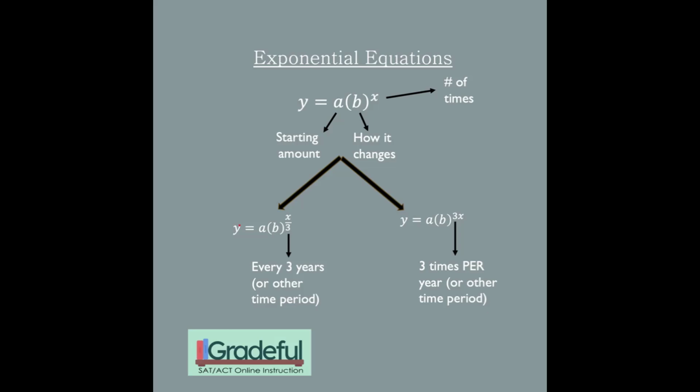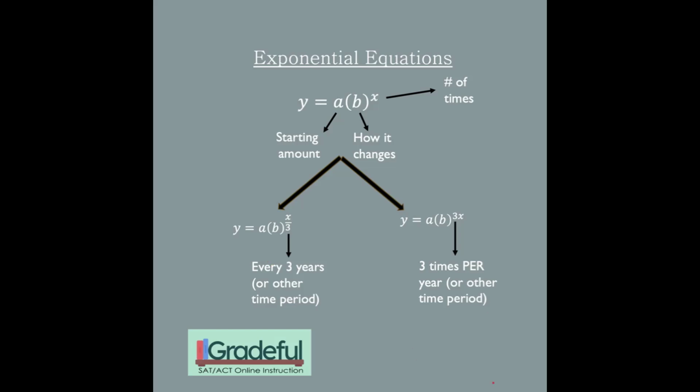It's very common on the SAT to see this exponent turn from x to x over some number. So if I started with a certain amount of money and it changes, instead of changing every year, if I see x over 3, that would be a change happening every 3 years or every 3 hours or whatever x represents. If x is the number of months, then x over 3 would be every 3 months. And I'm just randomly picking the number 3 just to have a number there.